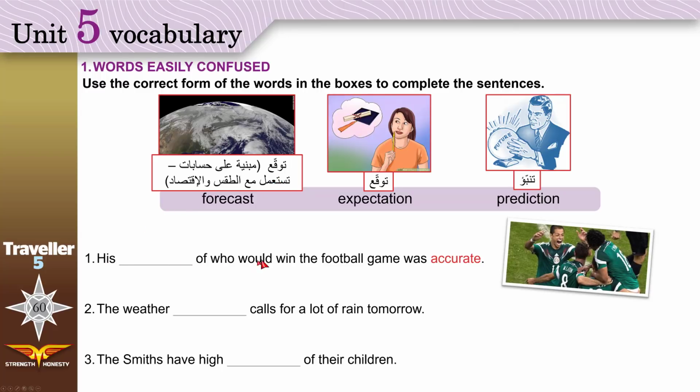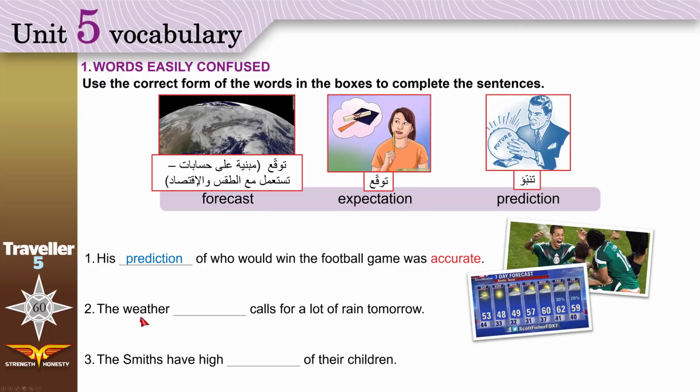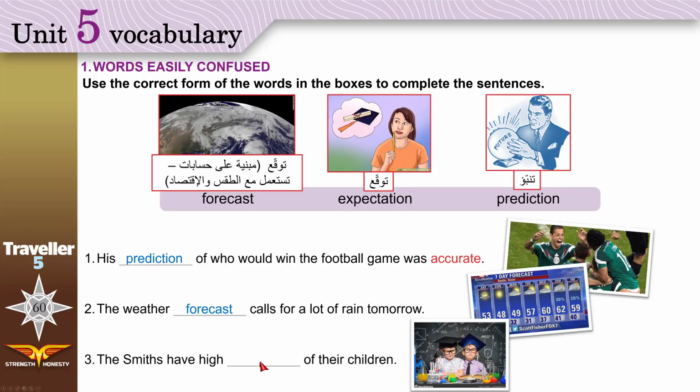Now, his blank of who would win the football game was accurate, precise. Do you think we should use expectation or prediction? Somebody said that this team would win the match, and they did. Well, this is just a prediction, because actually it's very hard to tell which team is going to win, right? 2. The weather forecast, this one is clear. Weather forecast calls for a lot of rain tomorrow. The Smiths have high expectations of their children because their children are very smart. We expect that in the future they will be doctors.